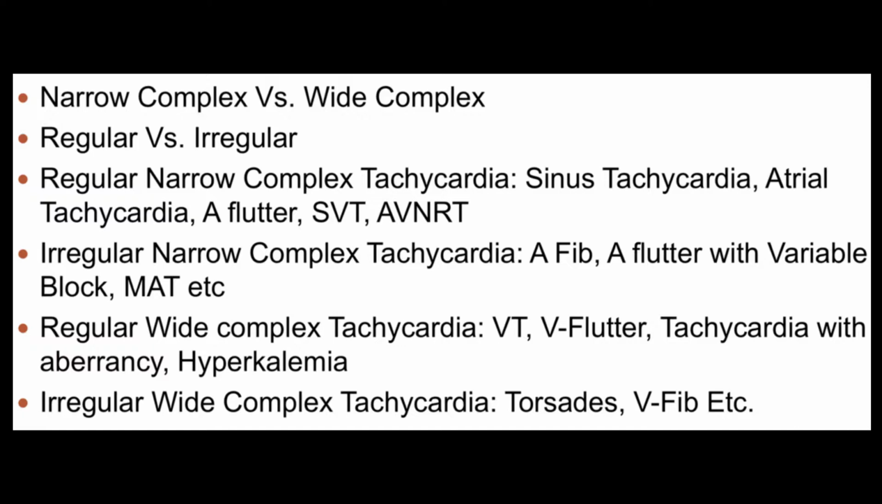Now, if we run into an irregular wide complex tachycardia, this is generally the bad one that you don't want to see, but this could either be torsade or VFib, for example. I usually recommend with students creating a branching algorithm approach. It's helpful to write it out with the various types of tachycardia.